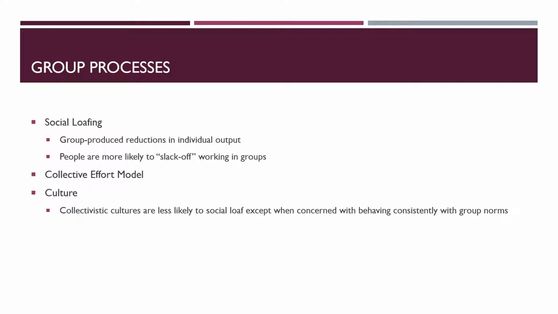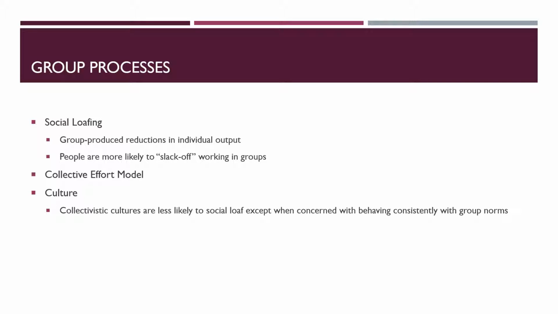Another negative consequence that can happen by working in groups is social loafing. Social loafing is group-produced reductions in individual output. Basically this just means that people are more likely to slack off or exert less effort when they're working in groups because they think that the other people in the group are going to be able to pick up that slack. And this happens when the individual effort cannot be extracted from the group efforts as a whole. This happens across the board. People see this happening in workplaces and even on sports teams.